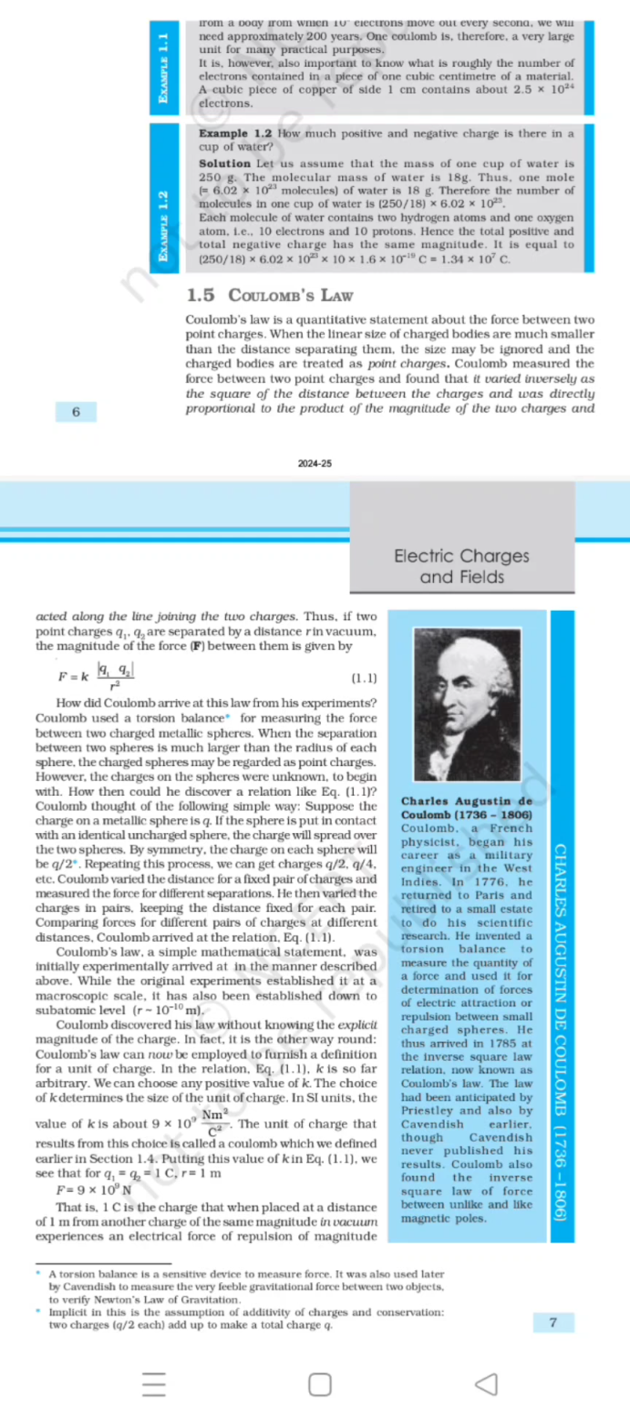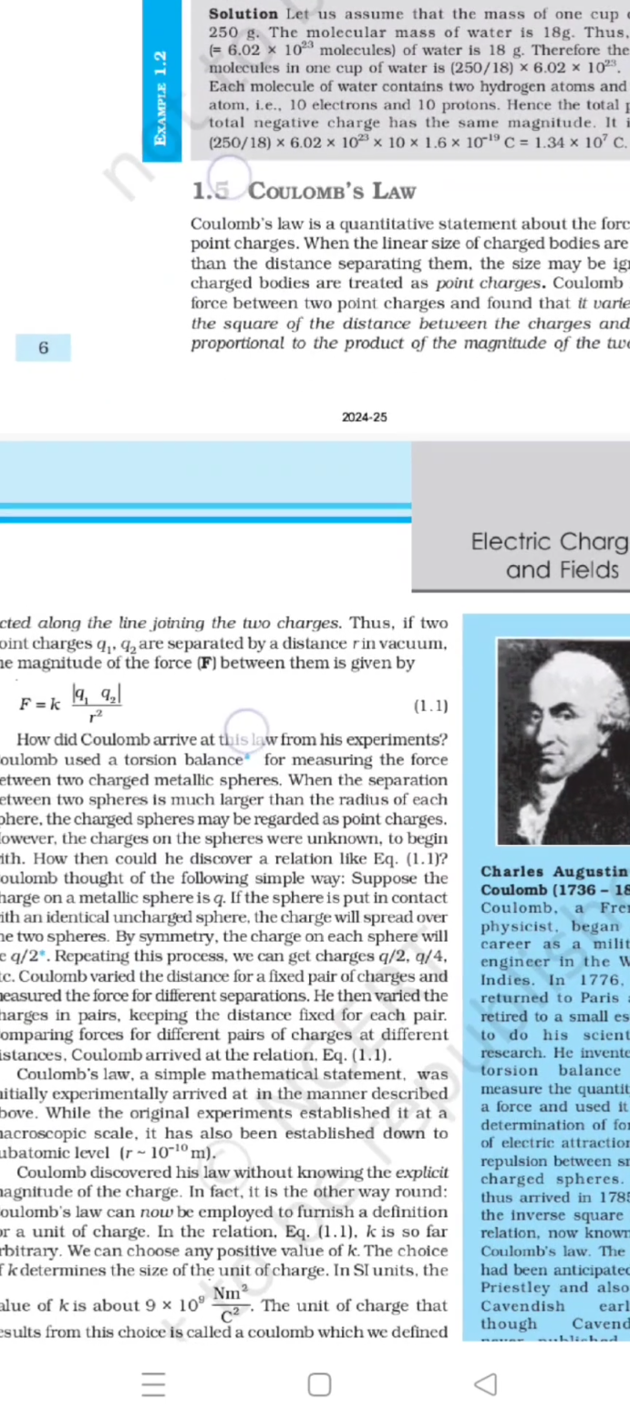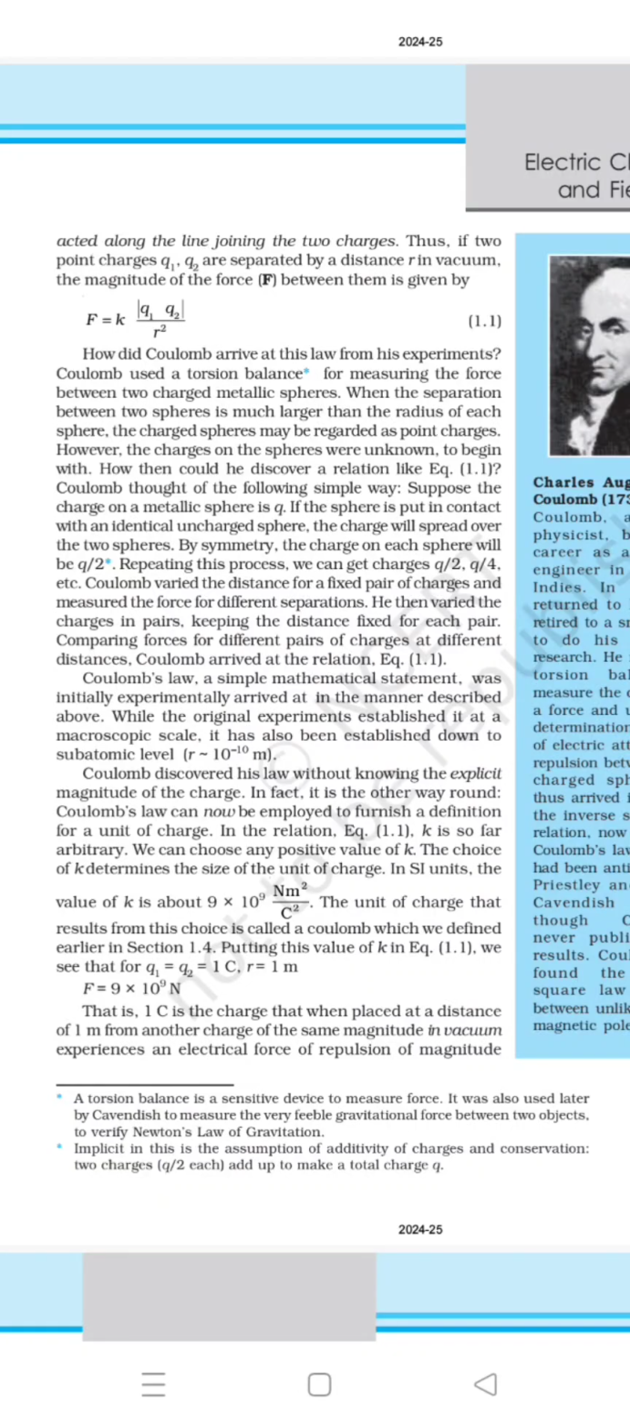Coulomb measured the forces between two point charges and found that the force varied inversely as the square of the distance between the charges and directly as the product of the magnitudes of the two charges, and acted along the line joining the two charges. Thus, if two point charges q1 and q2 are separated by a distance r in vacuum, then F is equal to k |q1 q2| by r squared. r is the distance, k is a constant, and q1 and q2 are the charges.